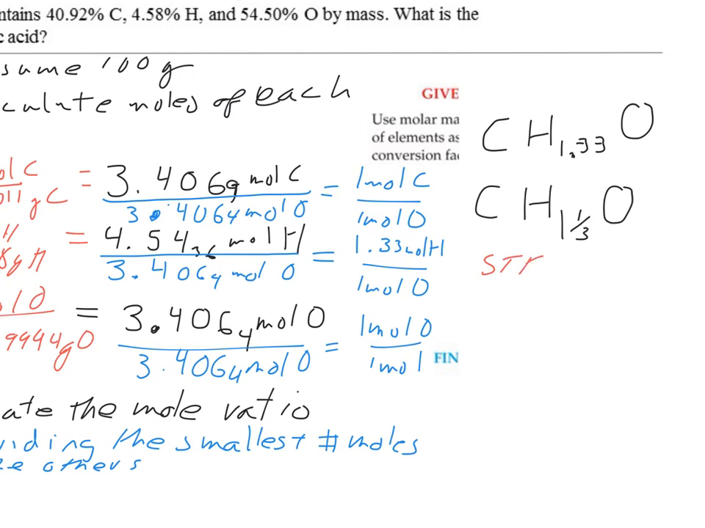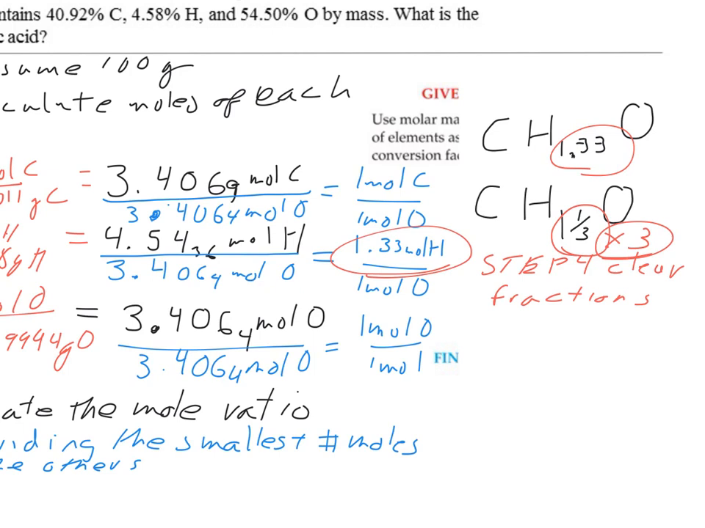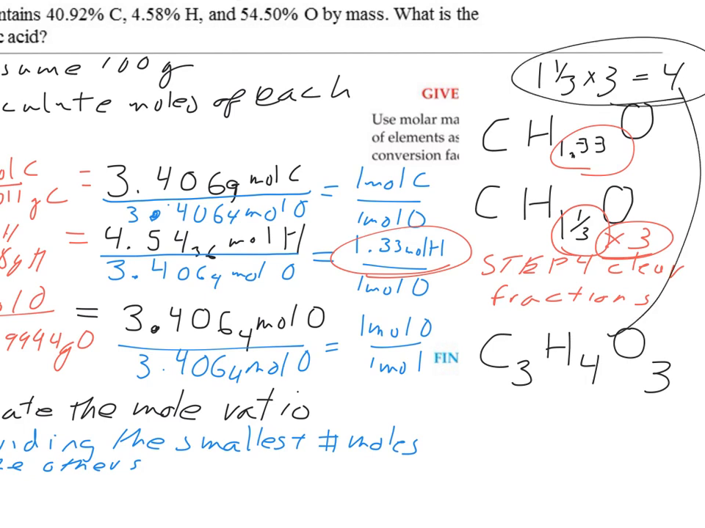So this is our step 4. Clear any fractions. In this case, to clear my fractions, I'm going to have to multiply by 3 because I have a third there. So that gives me 3 carbons, 4 hydrogens, and 3 oxygens. Where did the 4 hydrogens come from? Because 1 1/3 times 3 is 4, right? So my empirical formula would be C3H4O3.